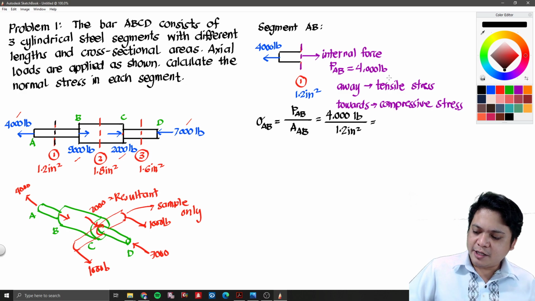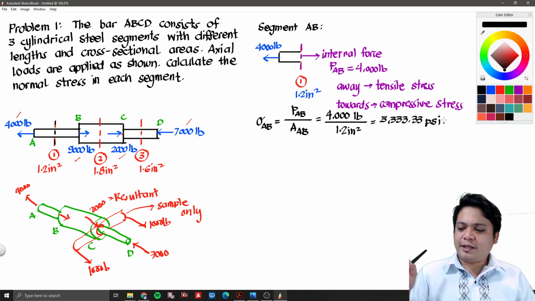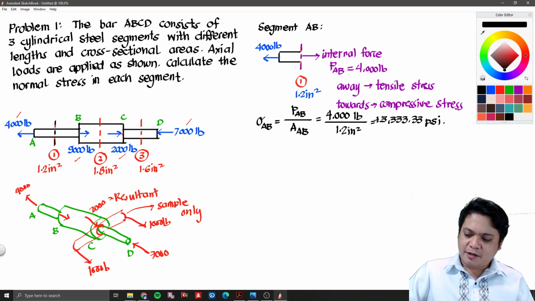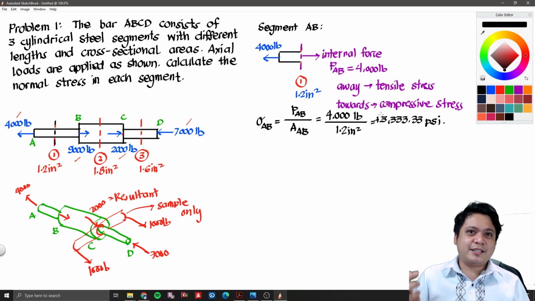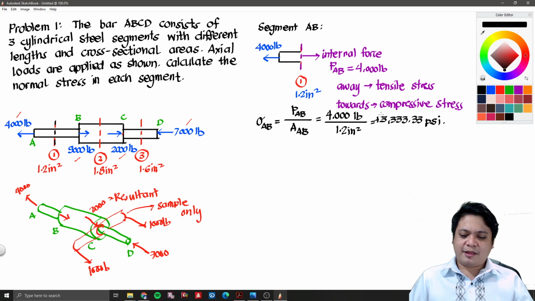So, you have here 3,333.33. Okay, that is pounds per square inch, or what you call PSI. So you have here 3,333.33 pounds per square inch. Again, I will denote it as positive. Basta wala naman, positive yun eh. Ibig sabihin lang kapag positive, this is a tensile stress. Next, punta ngayon sa segment B.